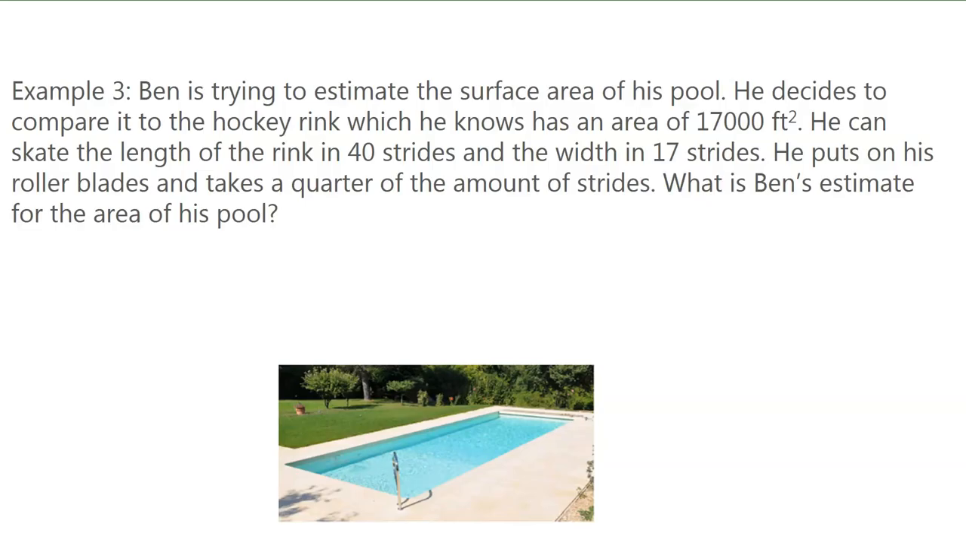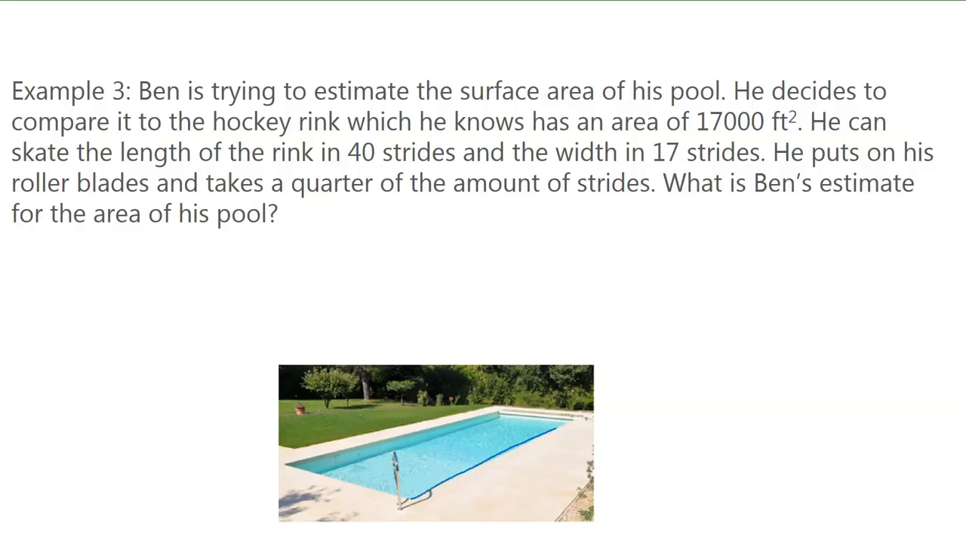Now for example 3. It says Ben is trying to estimate the surface area of his pool. He decides to compare it to a hockey rink, which he knows has an area of 17,000 square feet. Now he can skate the length of a rink in 40 strides and the width in 17 strides. Now he puts on his rollerblades and he takes a quarter of the amount of strides. So what is Ben's estimate for the area of his pool?